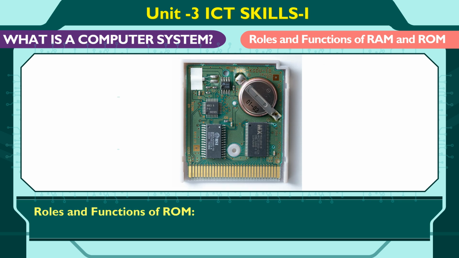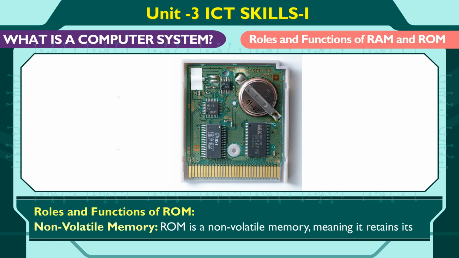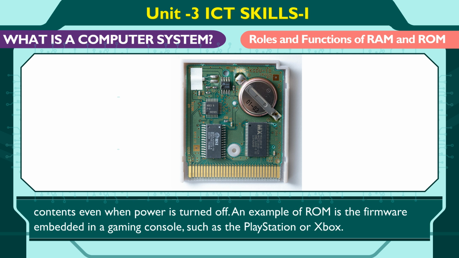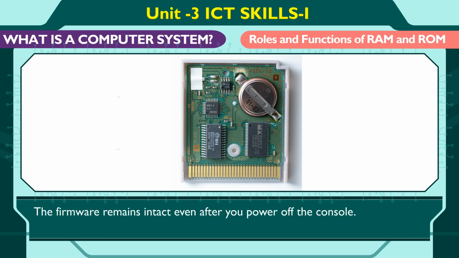Roles and functions of ROM. Non-volatile memory. ROM is a non-volatile memory, meaning it retains its contents even when power is turned off. An example of ROM is the firmware embedded in a gaming console such as the PlayStation or Xbox. The firmware remains intact even after you power off the console.